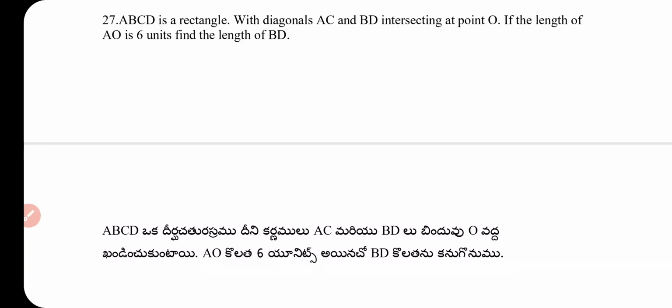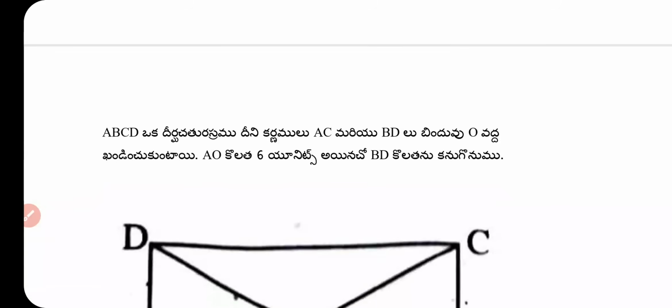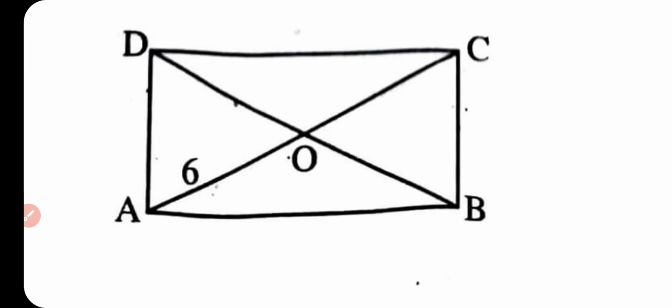Question number 27. ABCD is a rectangle in which diagonals AC and BD intersect at point O. If the length AO is 6 units, find the length of BD. This is the figure of the question.